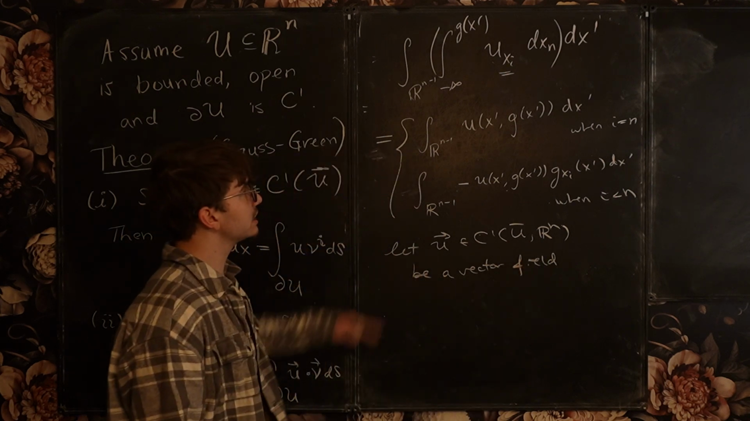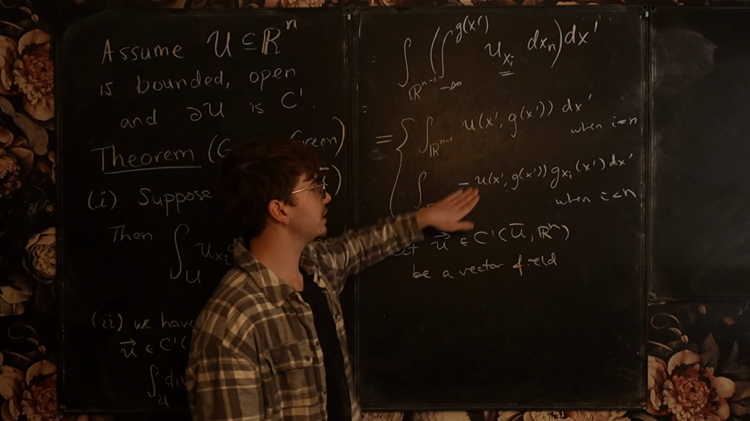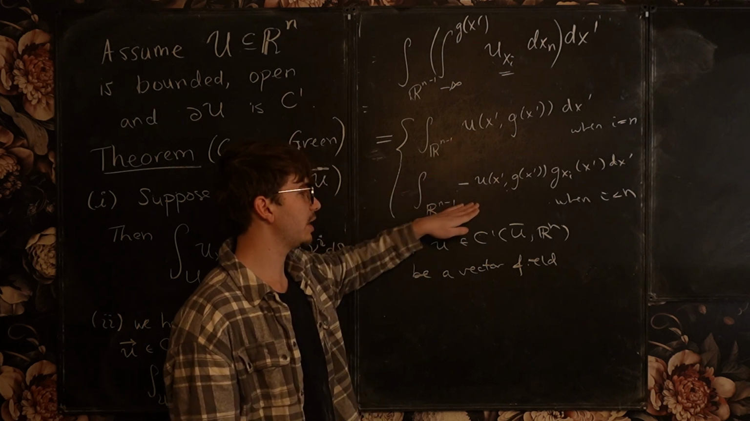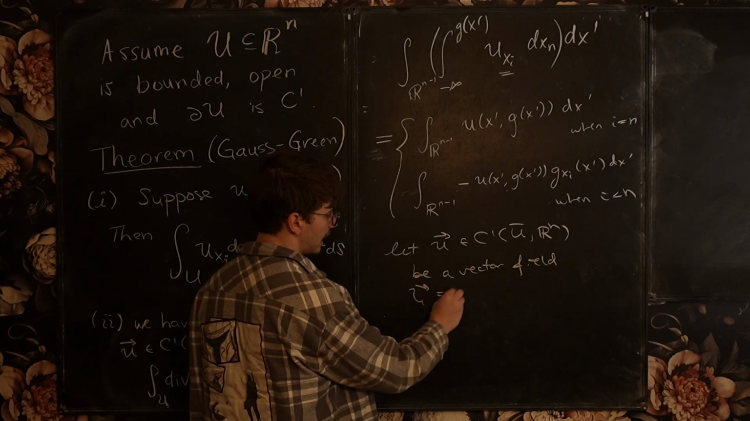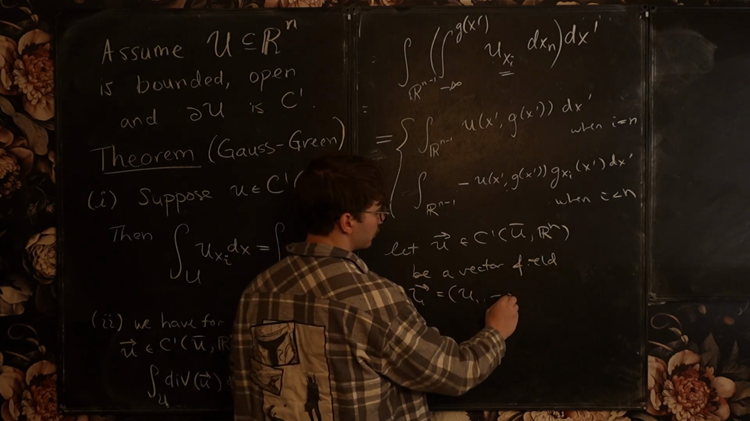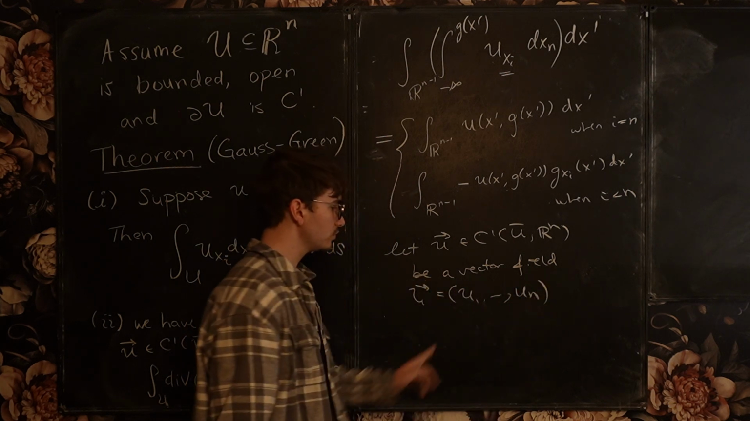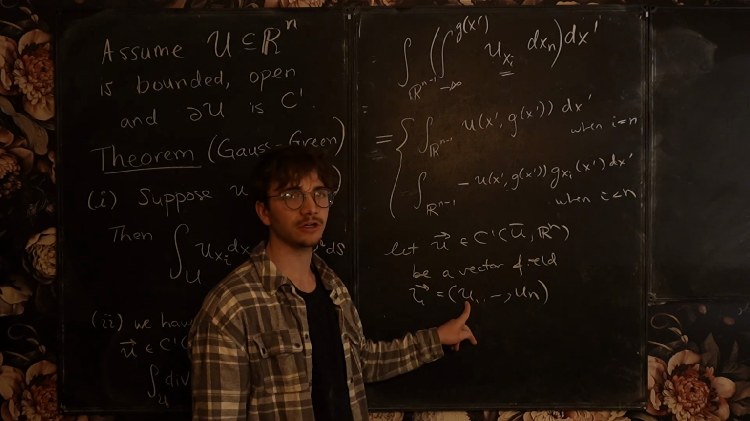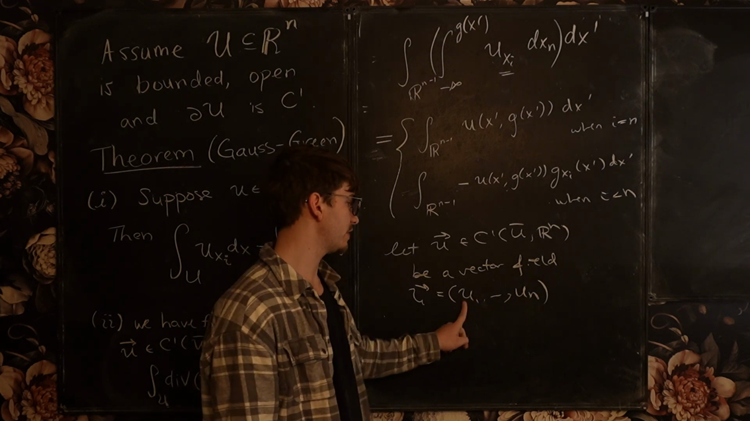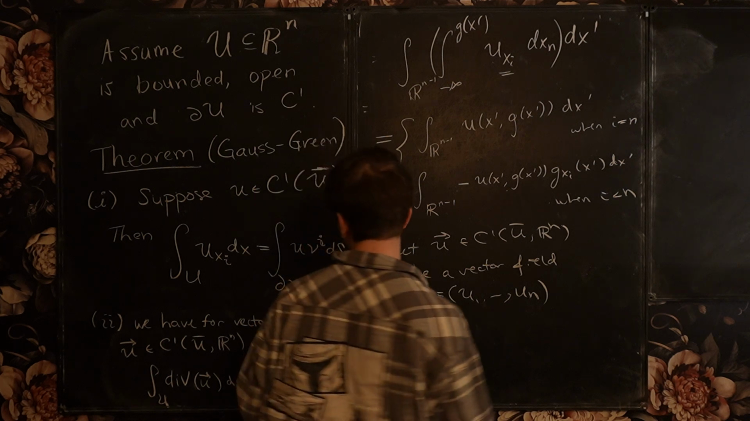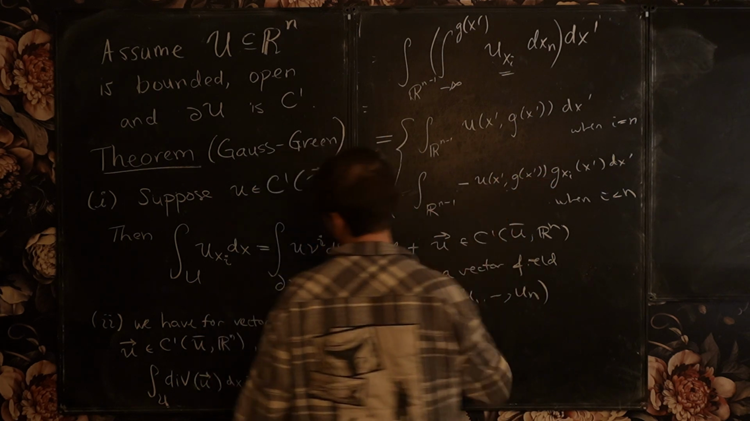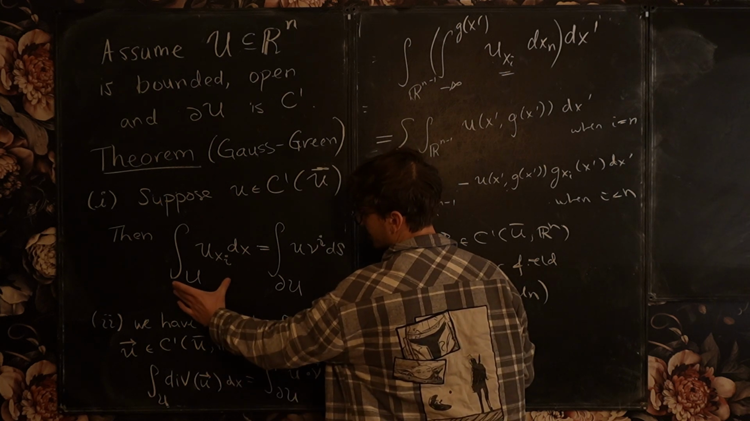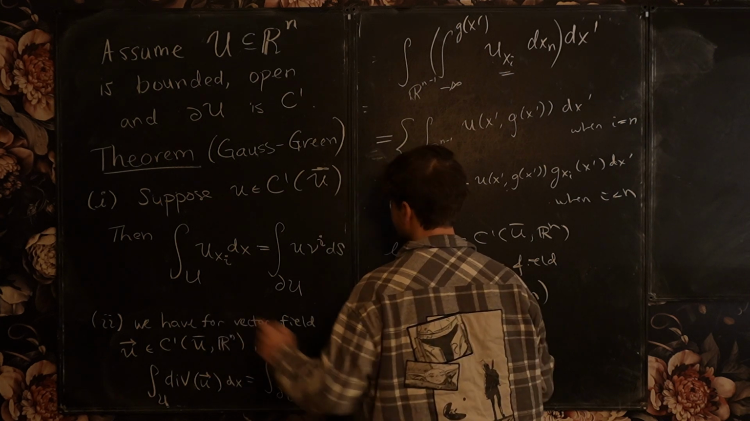And then essentially I can view this formula as holding true for all of the components of u. So we can write u as components u1 through un, where each of these is a C1 function, the components of our vector field. And each of these C1 functions will satisfy this formula that we've proved for the integral on the left-hand side of this theorem.